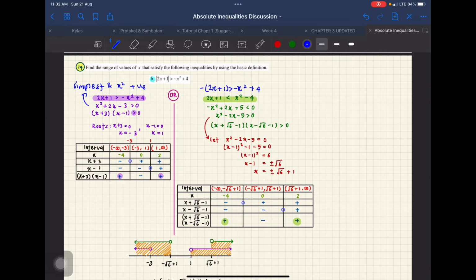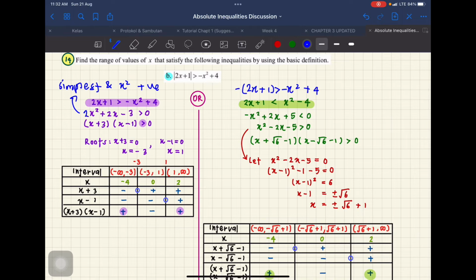Okay, so ni ada dua benda awak mesti pastikan. Dia mesti dalam simplest form and x square tu mesti positive. So let's say dekat depan ni dia 2, dekat sini dia 4, dekat sini dia negative 6. Awak kena simplifikan dia dulu. So 2, 4 and 6 dia ada factor of 2. So awak kena factor out dulu, 2 tu keluar baru awak boleh tekan masuk dalam calculator.